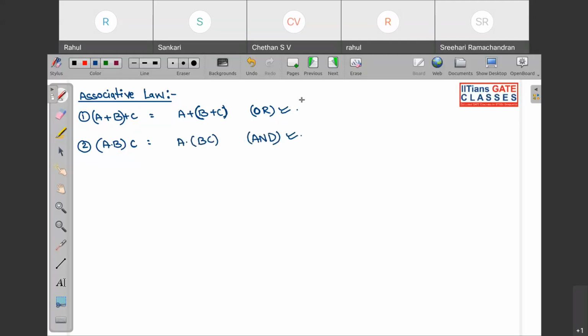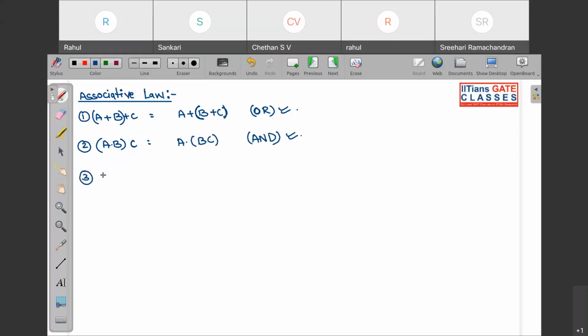Now let me ask you if NAND follows associative law or not. What is happening? Okay, so my screen, this mobile screen, it got black.